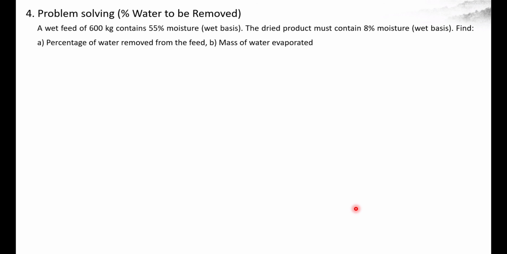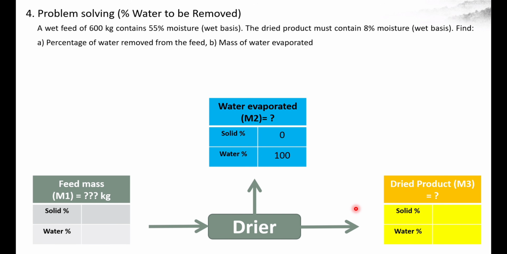The first step in solving the mass balance problem in a dryer is drawing the schematic. In the dryer, there will be one stream entering, that is the feed, and two streams coming out. One is the water evaporated stream and the other is the dried product stream. In the water evaporated stream, that is M2, no solid will be evaporated. Only water will evaporate and move away. The solid will remain the same. That's why we can say in the stream M2, solid percentage is 0 and water percentage is 100%.